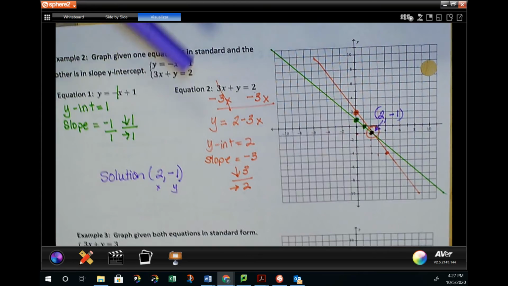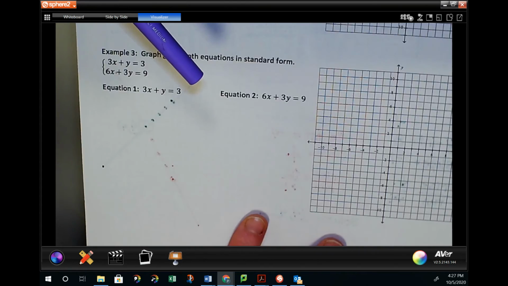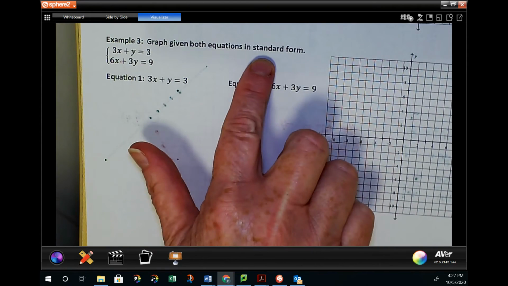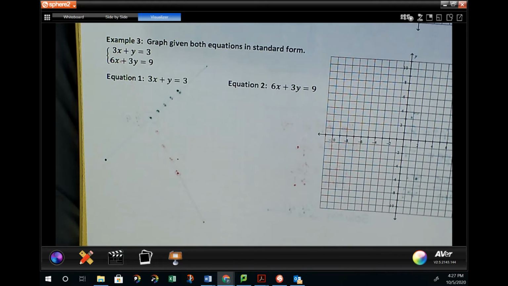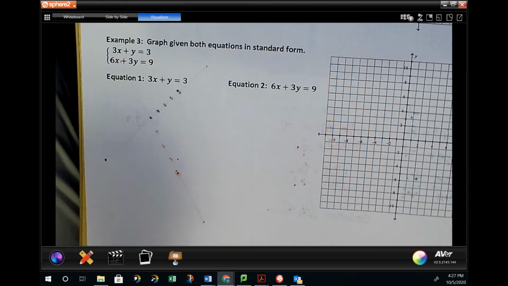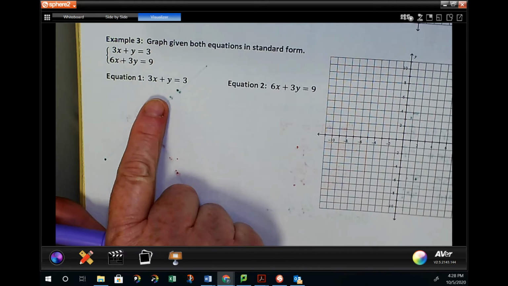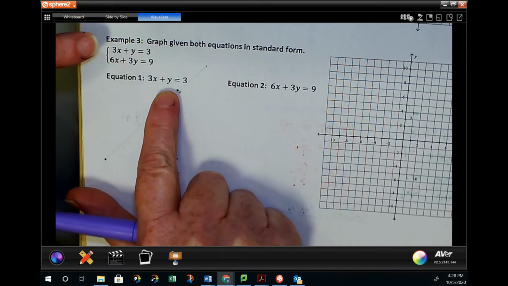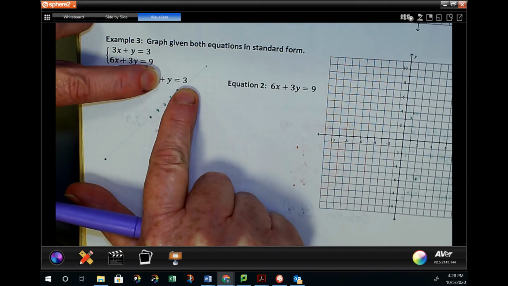Okay, now we're going to do our next one. You're going to have to graph both equations, and this time they're both in standard form. So when they're both in standard form, maybe the y-intercepts will be easy, because if I cover up that 3x, my y-intercept is 3.